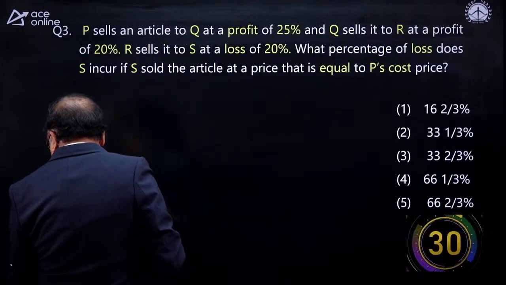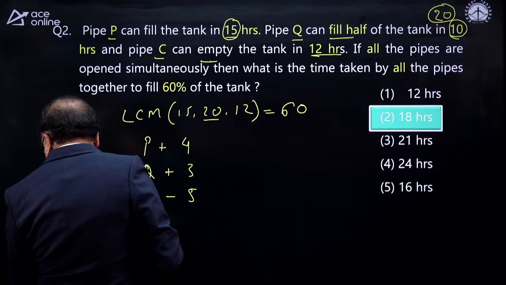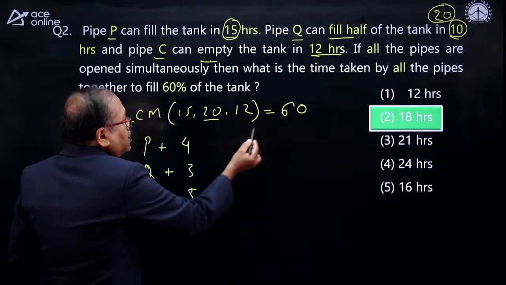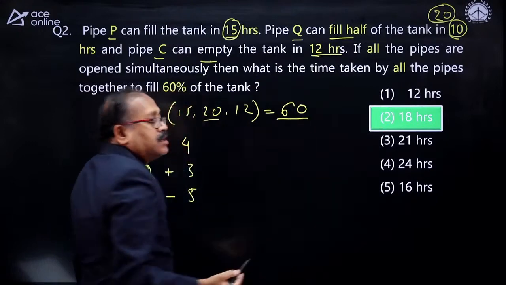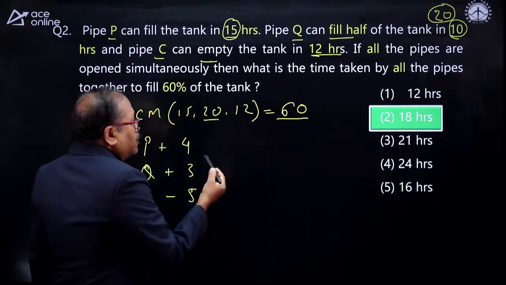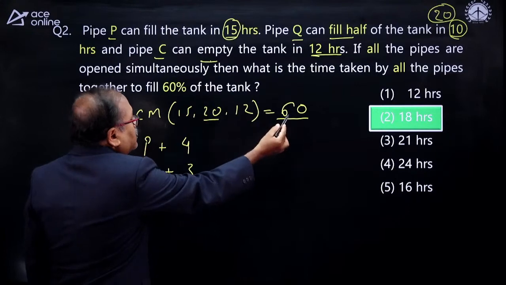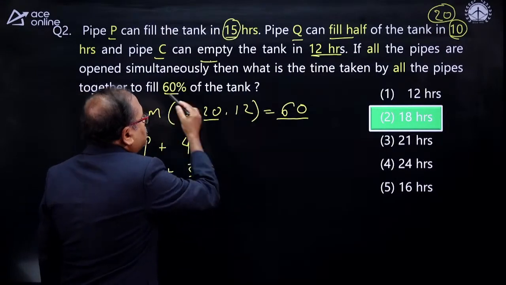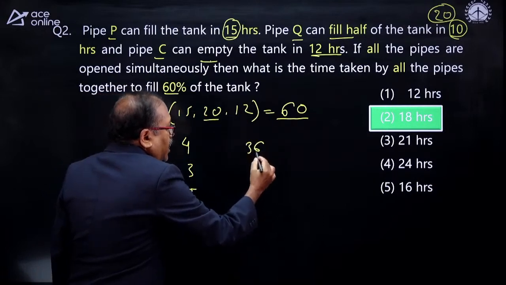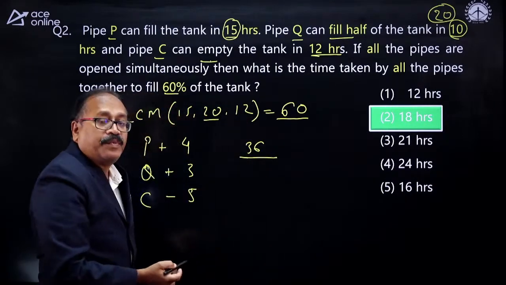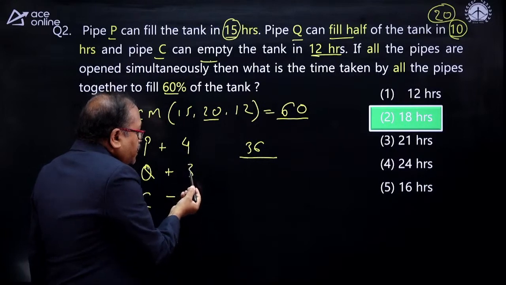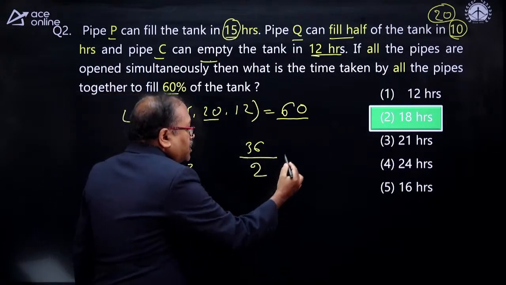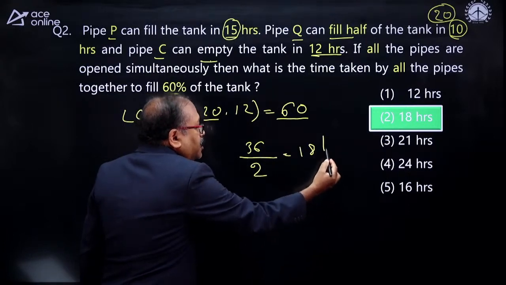Some interface has changed. So all the pipes fill 60 units. So the total capacity of the tank is 60 liters. What is 60% of 60 liters? 6 sixes are 36. And when all the pipes are open, it is 4 plus 3, 7 minus 5, which is 2. So the time taken is nothing but 18 hours.